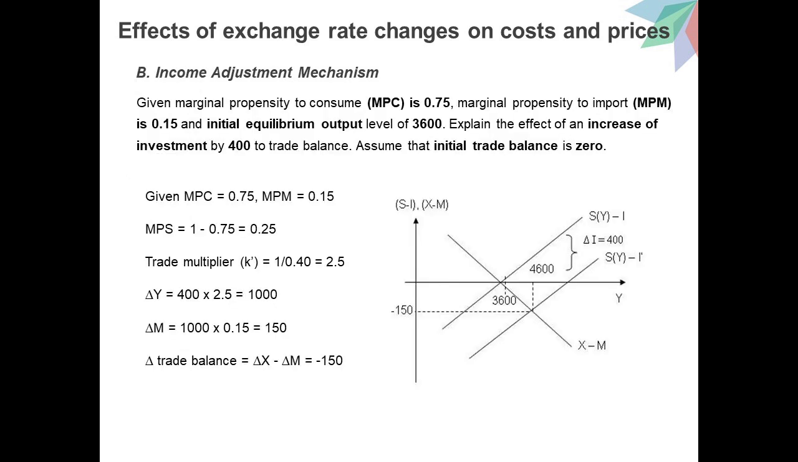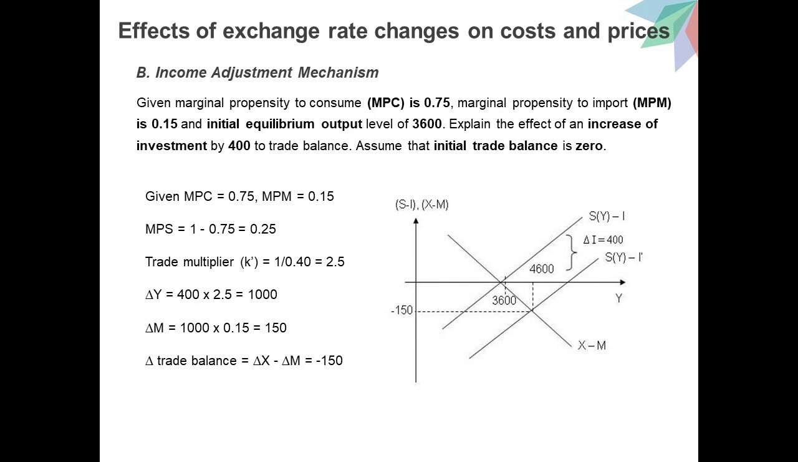B. Income adjustment mechanism. Given marginal propensity to consume, MPC, is 0.75, marginal propensity to import, MPM, is 0.15, and initial equilibrium output level of 3,600. Explain the effect of an increase of investment by 400 to trade balance. Assume that initial trade balance is 0.